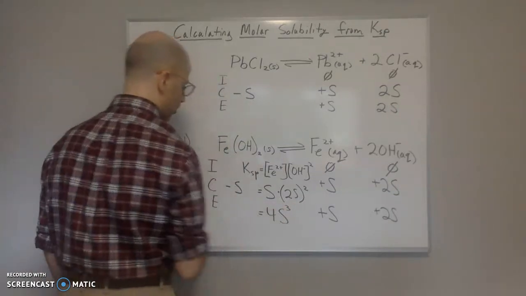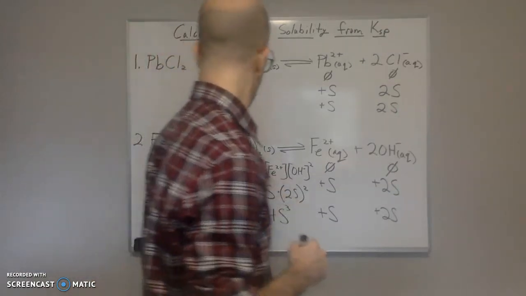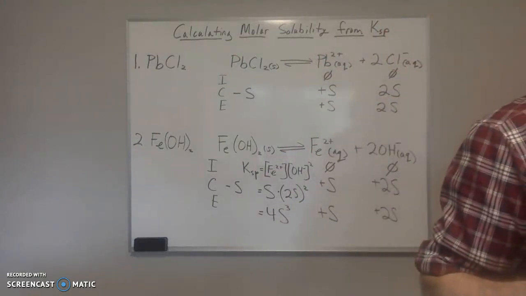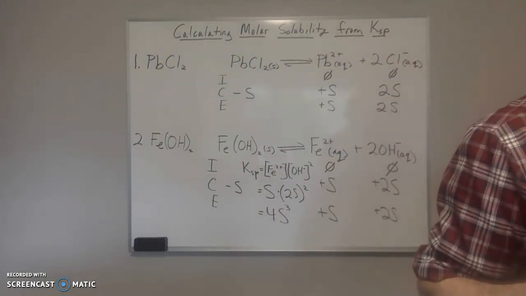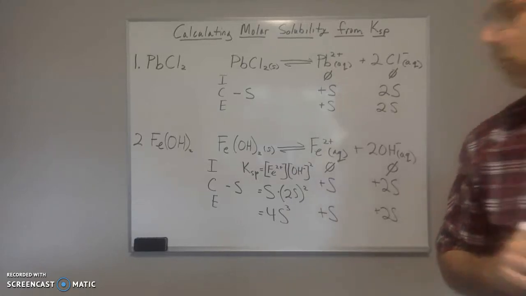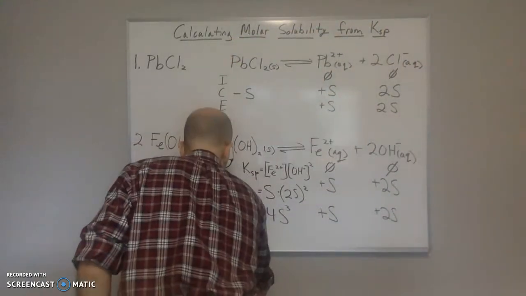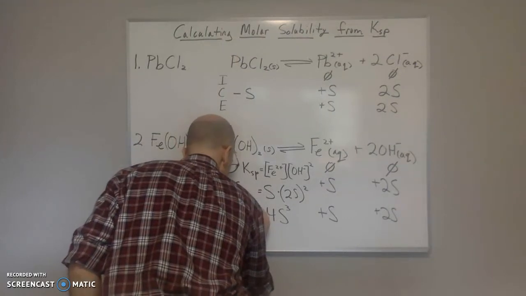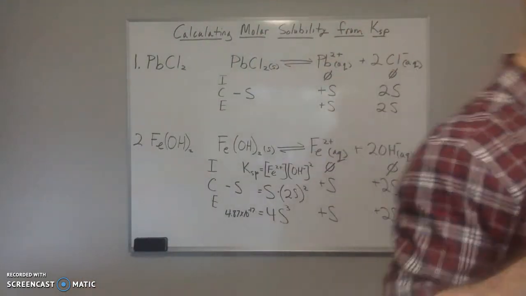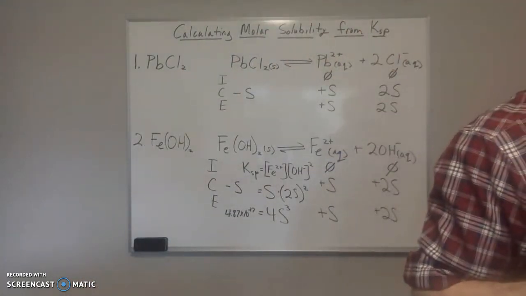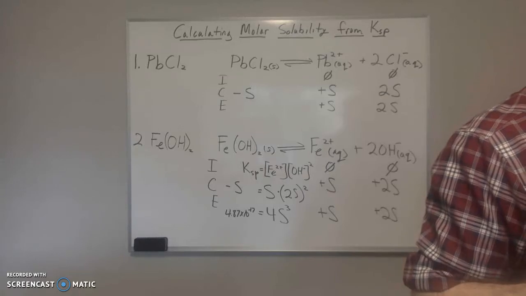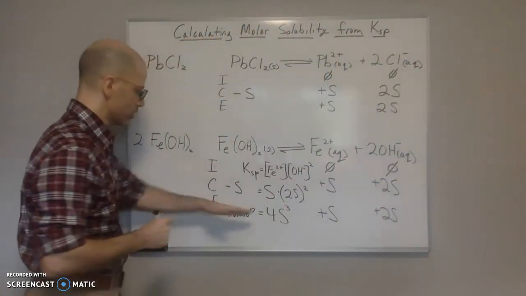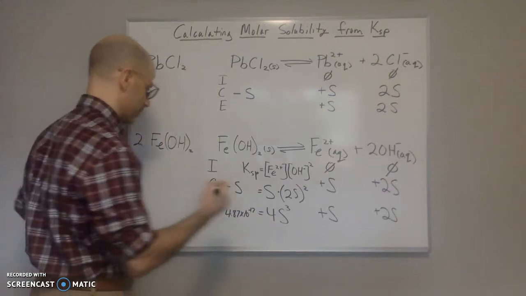And then now we need to look up the Ksp for iron 2 hydroxide. Iron 2 hydroxide is 4.87 times 10 to the negative 17, I believe. Negative 17, yep. And so now all we need to do is solve for s.